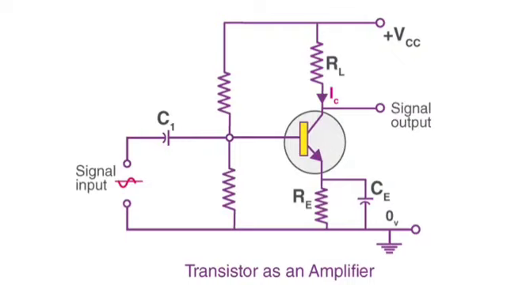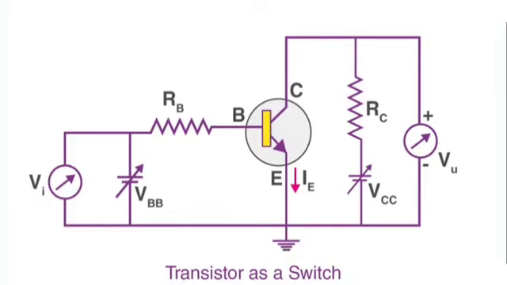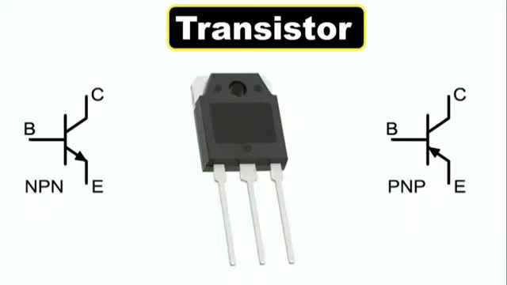We use a transistor in a circuit where we have to convert a low signal into a high signal. That is, if the frequency of any signal is very low and you want to increase the frequency, then you can use a transistor. Besides, we also use this transistor in a circuit where we have to turn a circuit on and off again and again. Like if you want to turn a circuit on and off 1000 times in a second, then there you have to use a transistor.